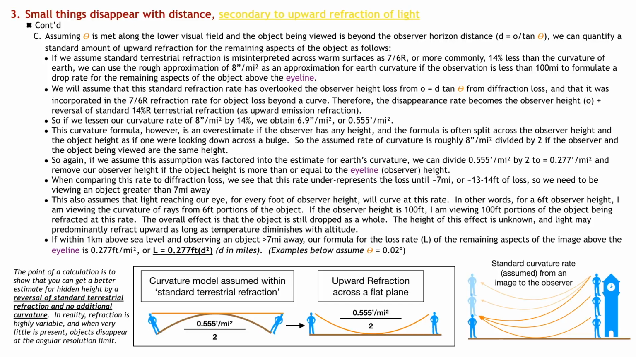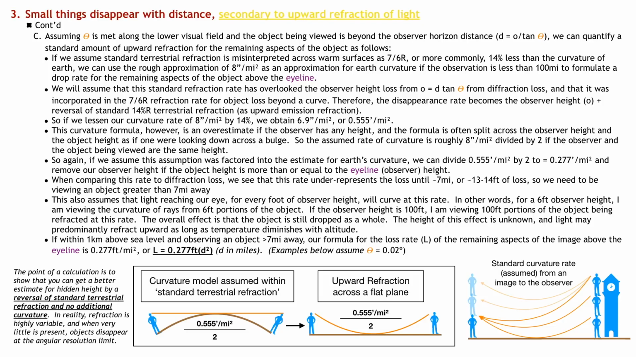This curvature formula, however, has an overestimate if the observer has any height, and the formula is often split across the observer height and the object height as if one were looking down across a bulge. This is how Earth curve calculators work. So I've provided a crude estimate for how that works with the diagram down on the bottom. That's the curvature model assumed within standard terrestrial refraction at 0.55 feet per mile squared divided by 2 if the observer and the object are the same height. Again, that you are looking down across a bulge. That is what an Earth curve calculator assumes.